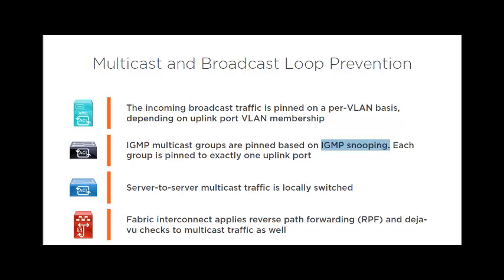Next, server to server multicast traffic is locally switched. Fabric Interconnect applies the reverse path forwarding and deja vu check for the multicast traffic as well. So not only for unicast, even for multicast traffic it uses RPF.